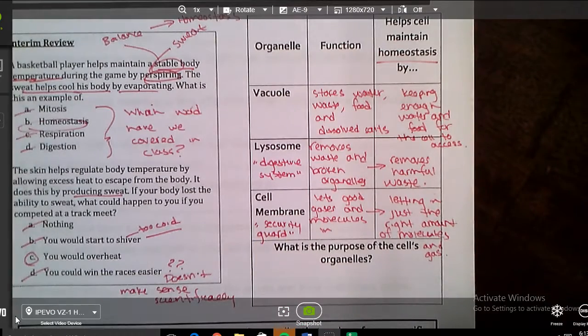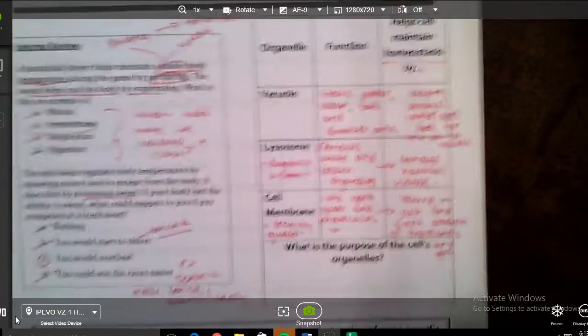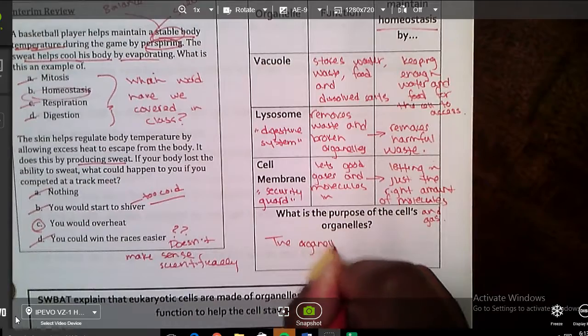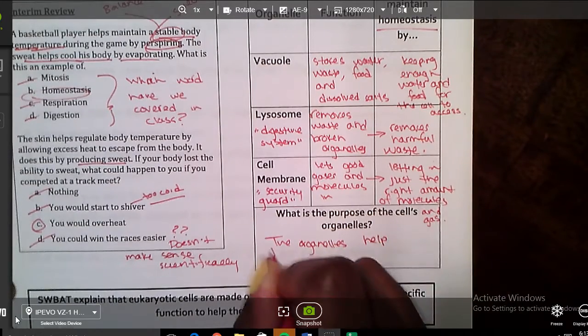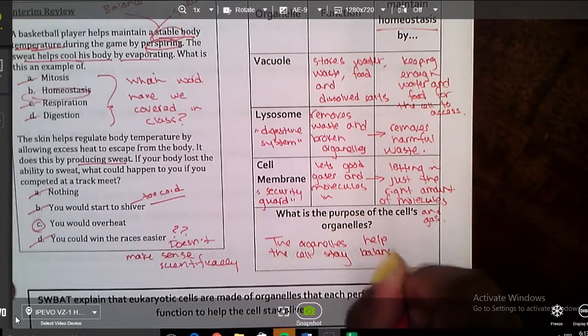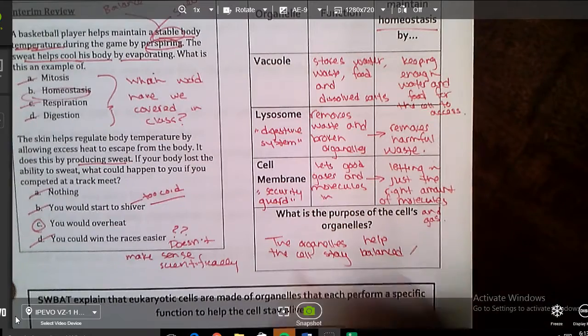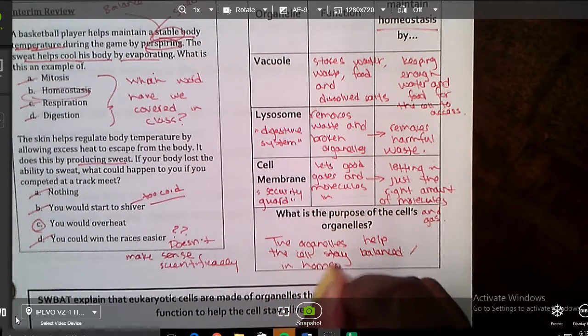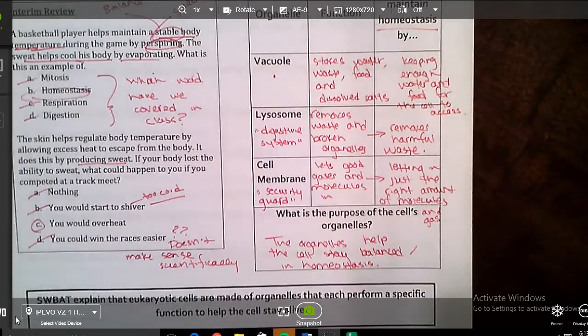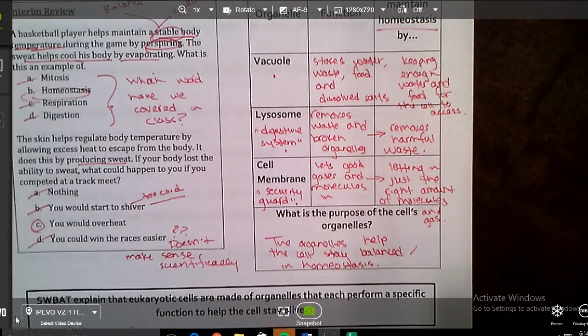Very good. So what is the purpose of the cell's organelles if we're summarizing all of this information? The organelles help the cell stay balanced or in homeostasis. Everything is in just the right amount. We store just the right amount of food or water. We remove the right amount of waste. We let in the right amount of water so that everything stays balanced.